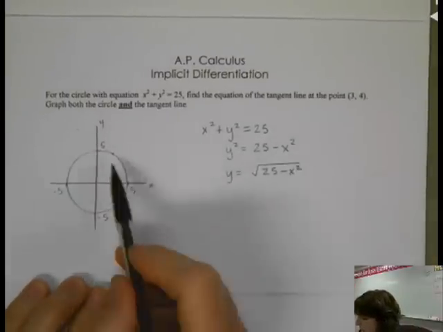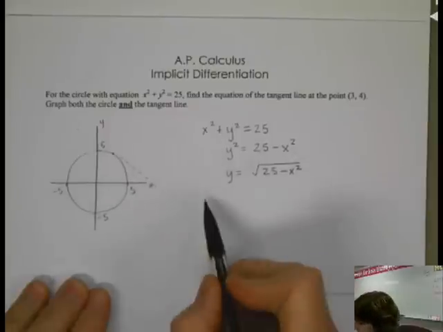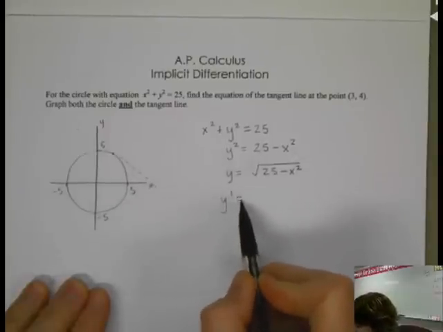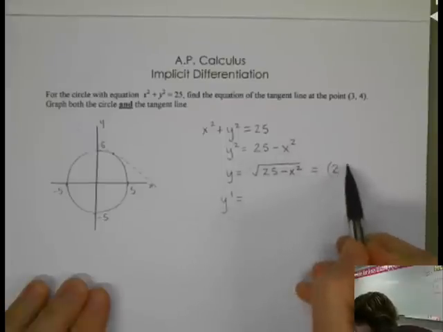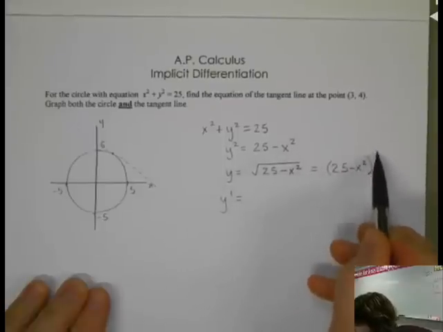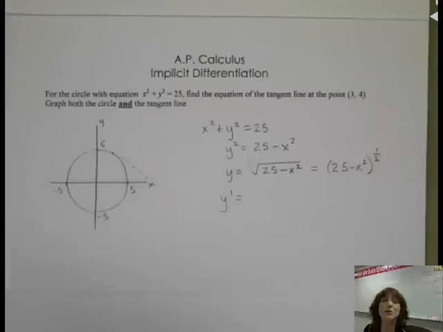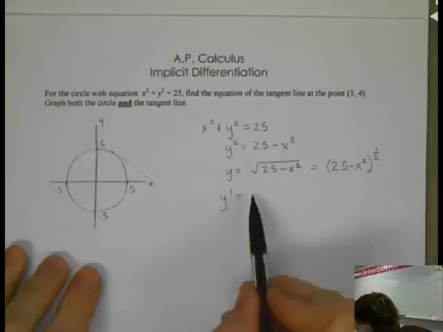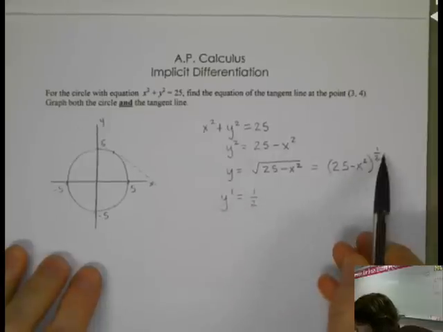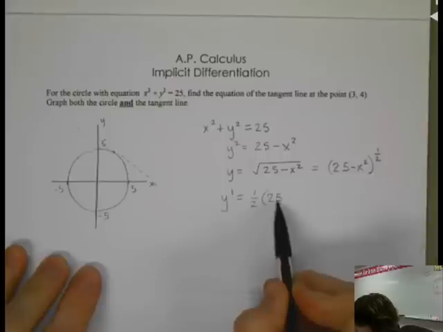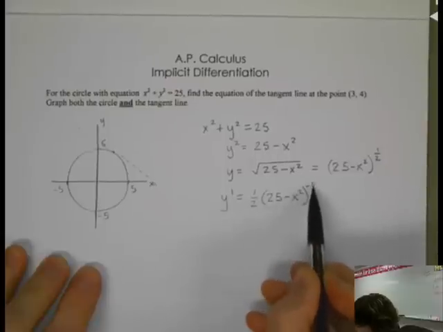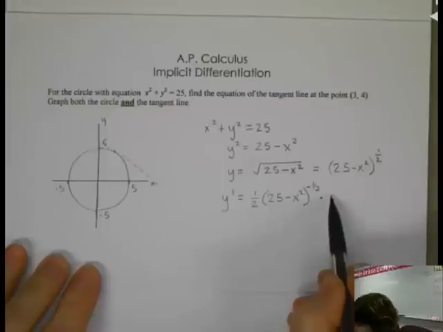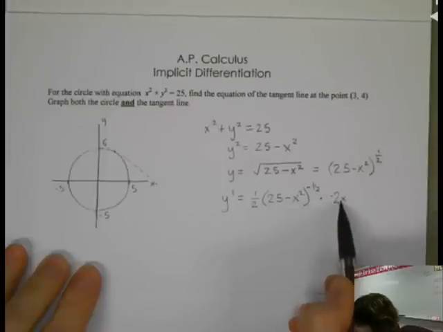So how are we going to find the slope of this line? Well, we need to find the derivative. And so we need to see that this is, in fact, a chain rule. And there's a reason why implicit differentiation comes right after the chain rule, and you'll see in a minute. We're going to take the derivative of this, which would be, this is blob to the 1/2, so the derivative of that is 1/2 blob to the negative 1/2 times blob prime, which is negative 2x.